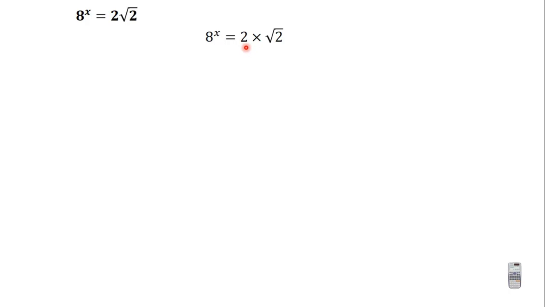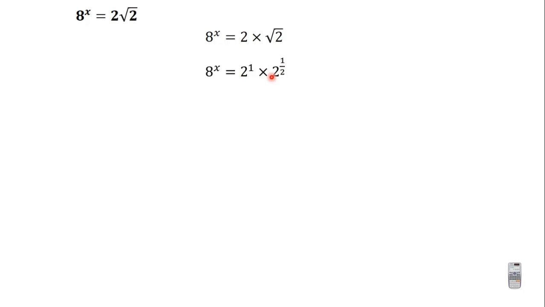Any number that is written without an exponent has an exponent of 1. So 2 is the same as 2 exponent 1. We also learned from the properties of indices that square root of 2 can be written as 2 raised to the power 1 divided by 2, or 2 raised to the power half. So 2 here is the same as 2 exponent 1, and square root of 2 can also be written as 2 exponent half.